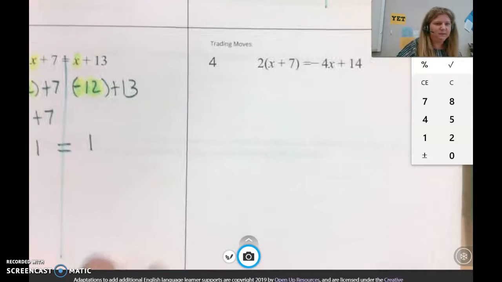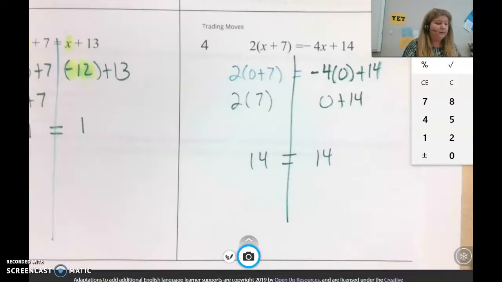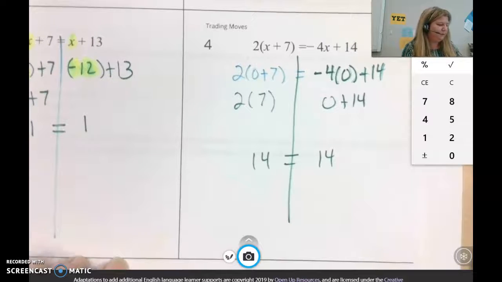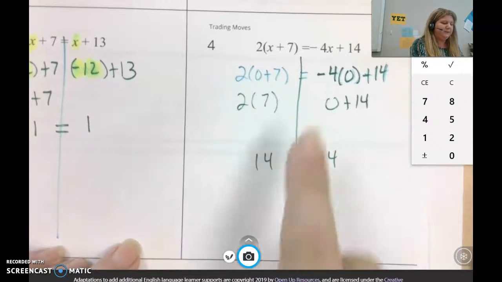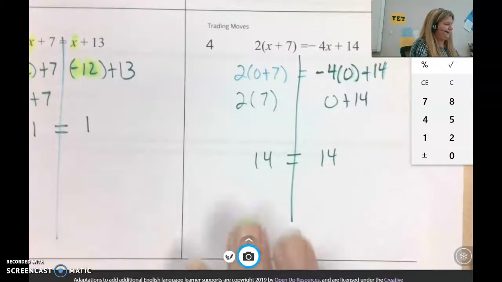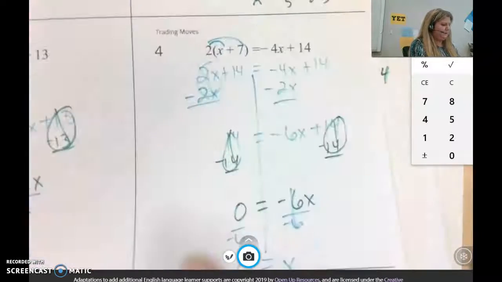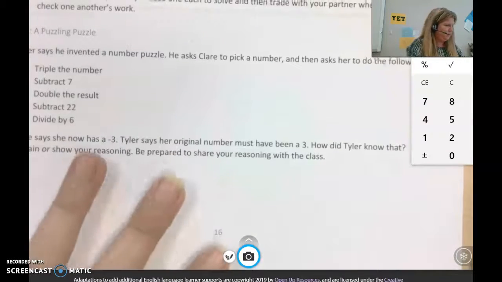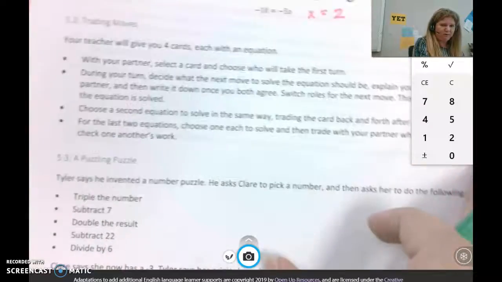Pause that while I do this part. And I ended up with the same numerical value when I substituted my solution of 0 in place of the variable x, which proves my answer is correct. So, moving on. That was this part.